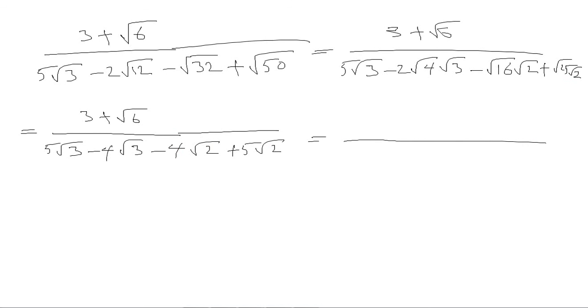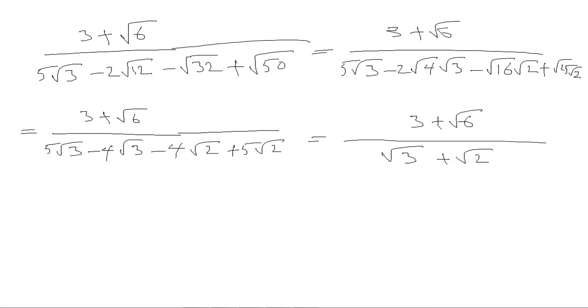Okay, now let's add up the like terms. 3 plus radical 6. I have 5 radical 3 and I have negative 4 radical 3. That gives me just 1 radical 3. And I have negative 4 radical 2 and 5 radical 2. If I add up the coefficients, I get plus radical 2.